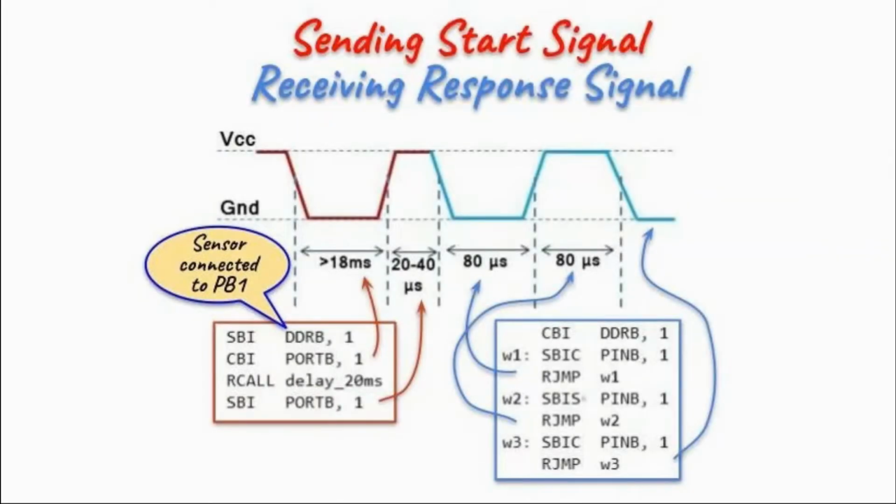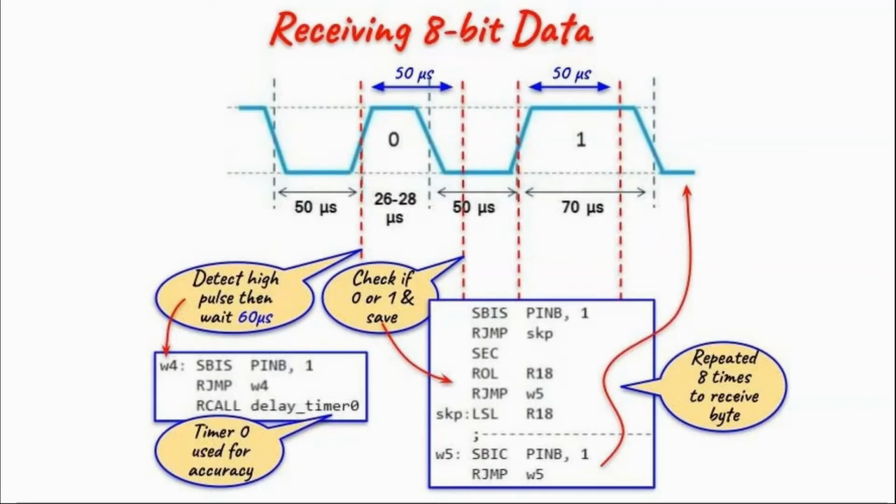Now the sensor will respond by sending the response signal, and the microcontroller needs to detect this response signal. So first we need to set pin PB1 as input, and then using this indefinite loop we are checking for the low pulse. Once the low pulse is detected, then we go to the next indefinite loop and check for the high pulse, and then afterwards we check for the low pulse. Once the microcontroller receives the response signal, it is ready to receive the data from the sensor.